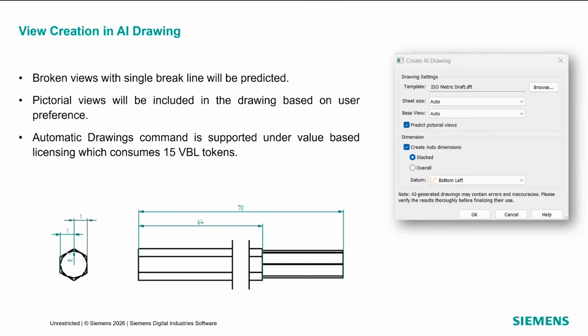And we had one question on the licensing already. The AI drawing command is supported under VBL, which is the value-based licensing, and it consumes 15 tokens as of right now. So if you have VBL, you can use this command. If you don't know much about VBL, you can reach out to me, and I'll share the information with you after the session. But to use this command, you need value-based licensing, and it is 15 tokens.